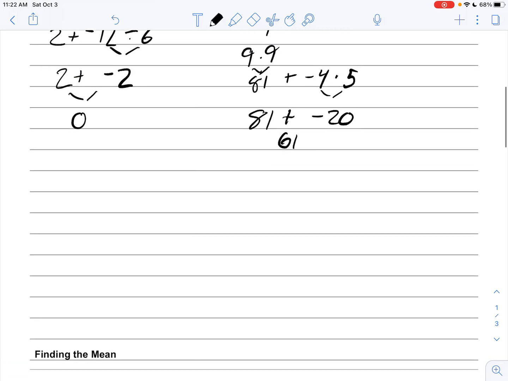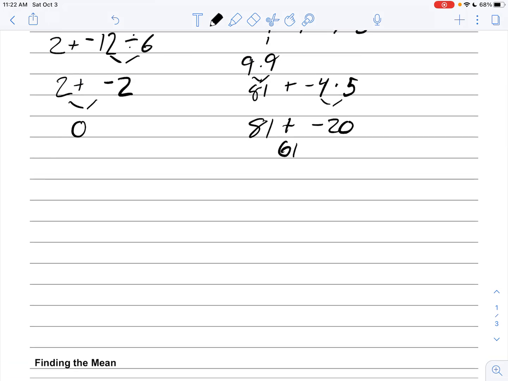One more example like these that I want to do. And then I'm going to show you one other type of problem today. So my last just plain order of operations problem is going to be negative 25 divided by 5 times 3 plus negative 4 minus 1 squared.